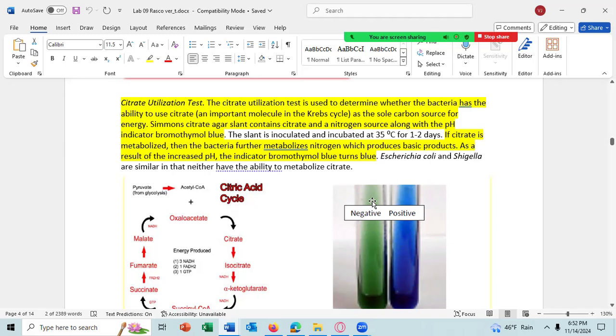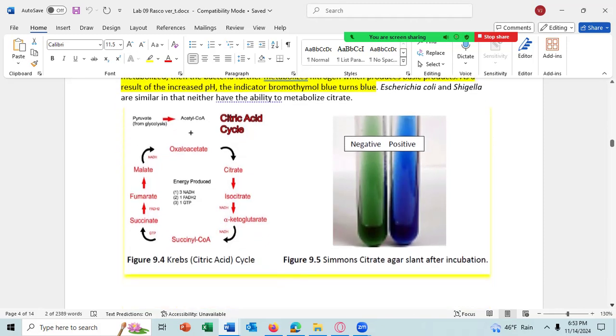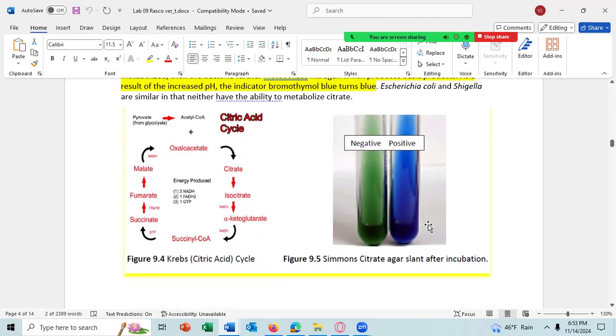And citrate is a solid media, we call that a slant. The tube will change blue if basic products are made. If basic products are not made or there's no growth on the media, then the tube will remain green. And here we have a positive result. E. coli can metabolize citrate, so it'll be blue.